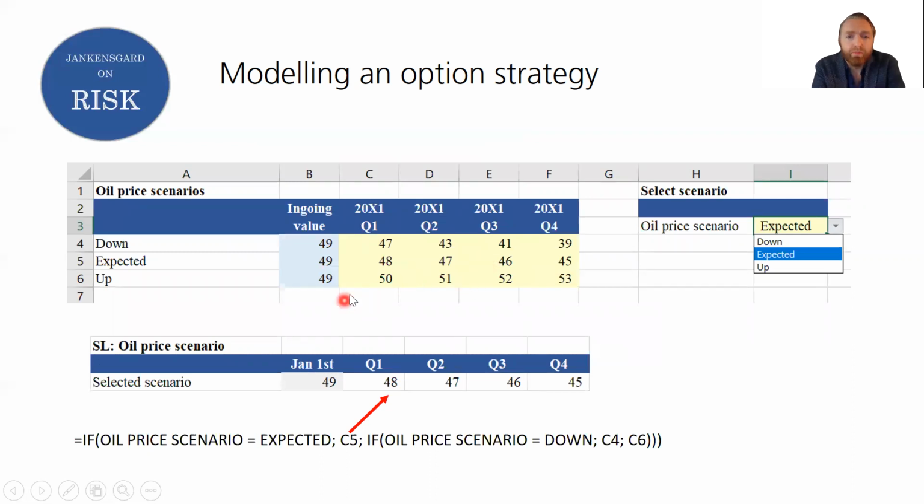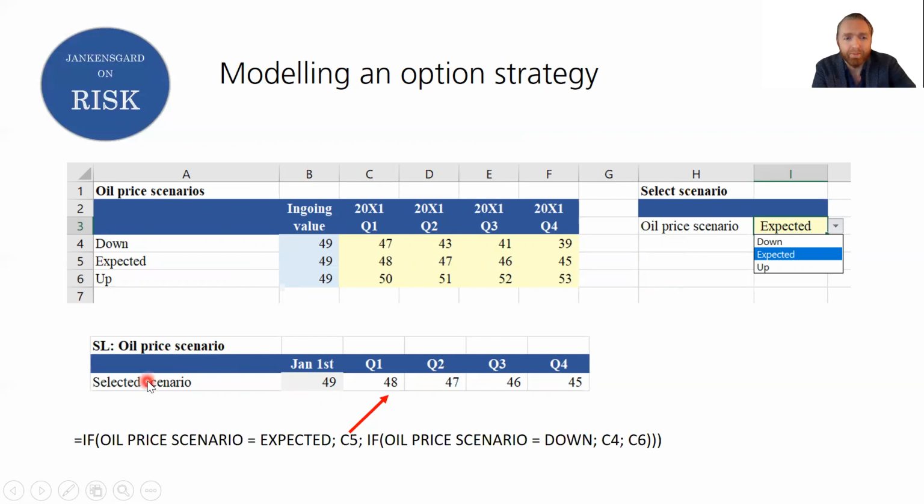And we implement a setup here so that we can choose between different scenarios. We're going to have a down scenario where the oil price goes down, an expected scenario, which is what we believe is going to happen, and the up scenario where it goes up. So we choose it from this drop-down menu, and the model will pick the scenario that we have indicated and send that into the rest of the model.